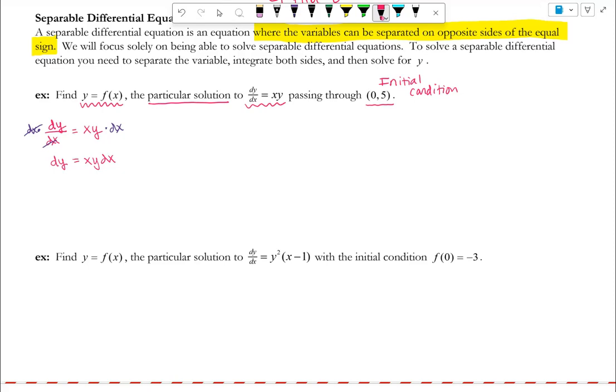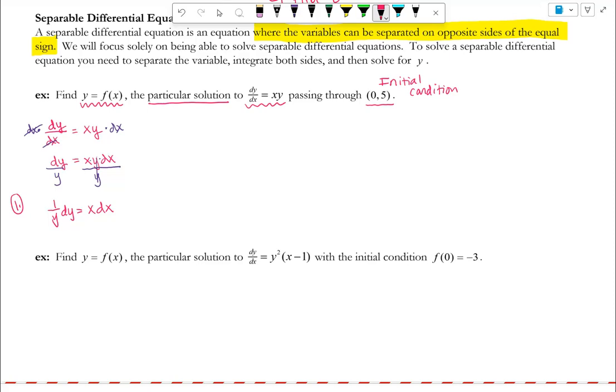Okay, so I need to get my y variable that's on the right-hand side to the left. And the reason this is a separable differential equation is this is all multiplication. x times y times the differential of x. So I could just divide both sides by y. And so now I could leave it dy over y, or I could write 1 over y dy equals x dx. So that was step 1.